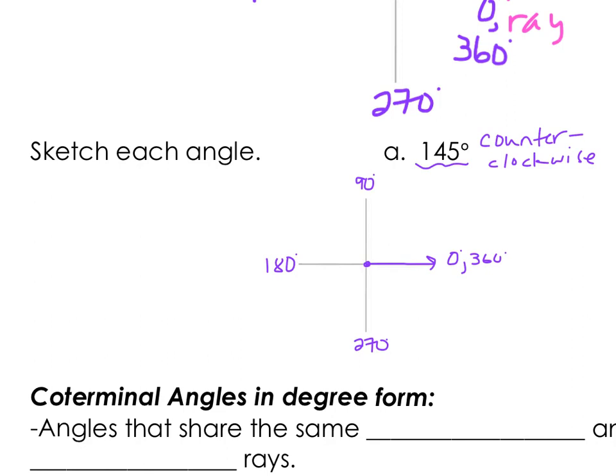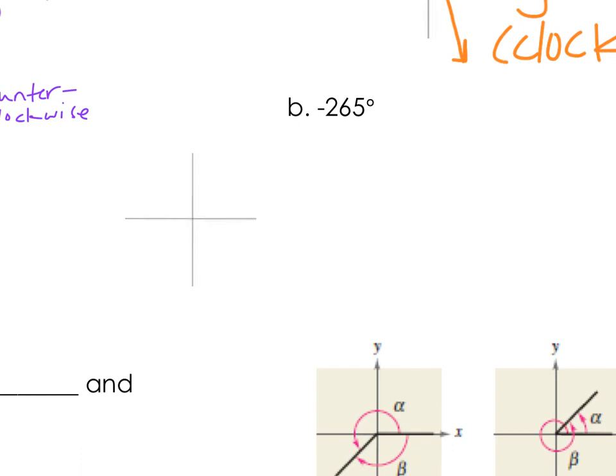If I draw the direction with an arc, I'll go up into quadrant 1, over into quadrant 2, just a little bit beyond halfway. So maybe something like that. Using my arrow to show direction, and then labeling my theta. That would be a sketch of a 145-degree angle. Let's go ahead and try another one, negative 265.